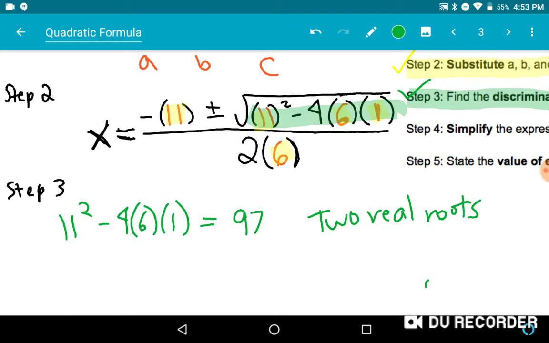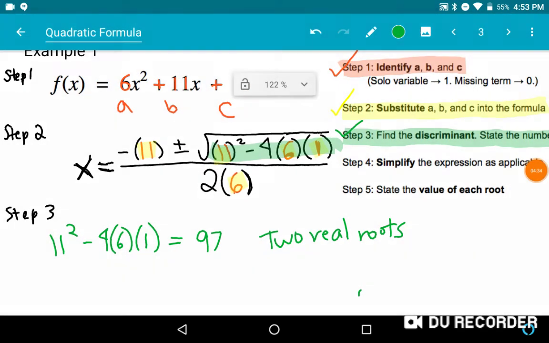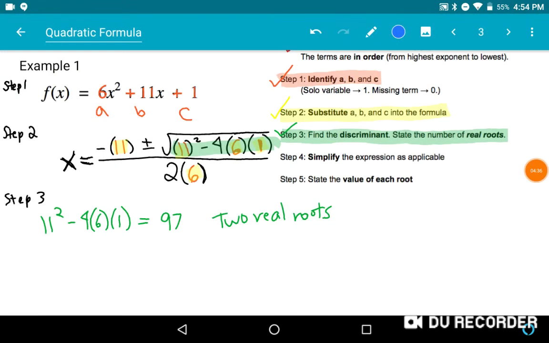Let's take a look at step 4. Simplify the expression as applicable. That means we need to look back at this step 2 right here. We're going to need to simplify any part that we can. So for example, negative 11 is looking pretty good. We already did the green part, that was 97. And we have to simplify 2 times 6 as well. So let's actually do that right now.